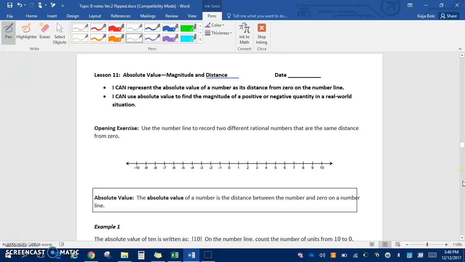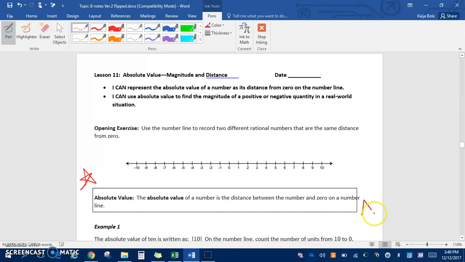Alrighty, so here we are on lesson 11, absolute value, magnitude, and distance. You should be on page 13 of your note packet. We're going to skip this opening exercise and look here in the box where it says absolute value. The absolute value of a number is the distance between the number and 0 on a number line. Please put a star next to this box.